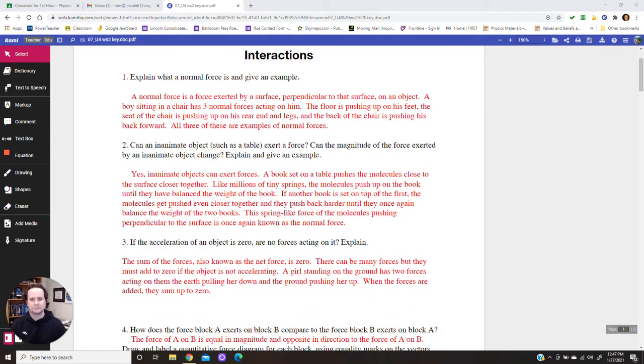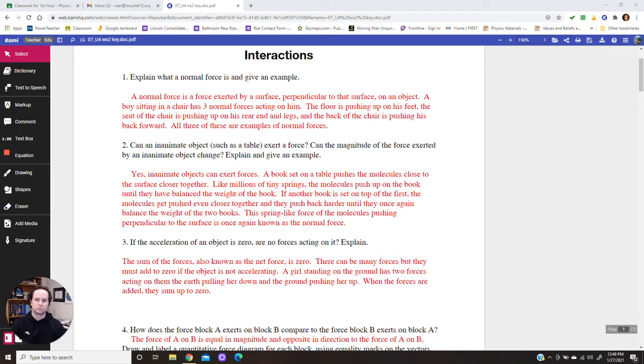Can inanimate objects such as a table exert a force? Can the magnitude of that force change? Yes, they can exert forces. A book set on a table pushes the molecules close to the surface closer together, and then those tiny springs, the atoms, push back. The molecules push back on the book until they've balanced the weight of the book so that it doesn't crash through or break the table. If a second book is set on top of the first, the molecules get pushed even closer together. More weight, they get pushed closer, so they push back harder. This spring-like force of molecules pushing perpendicular to the surface is known as the normal force.